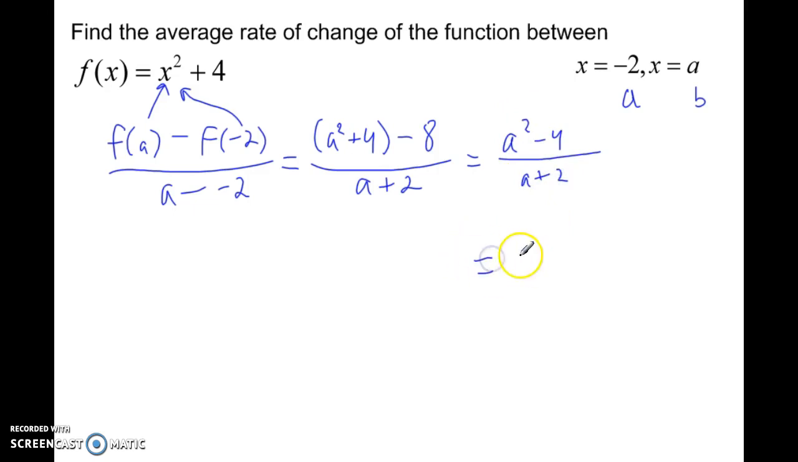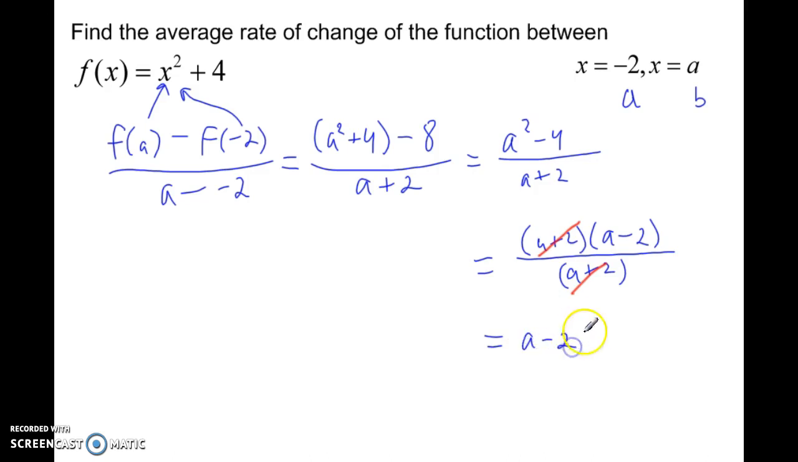That can simplify further, I think. So I think I can factor the numerator: a plus 2, a minus 2, over a plus 2. Maybe you see the canceling I see. A plus 2 over a plus 2 is 1. So this would just be a minus 2, which is the average rate of change between those two. So we can even plug in variables there, and it works out just fine. In fact, it worked out really better than I thought it was going to. So that's nice when that happens.